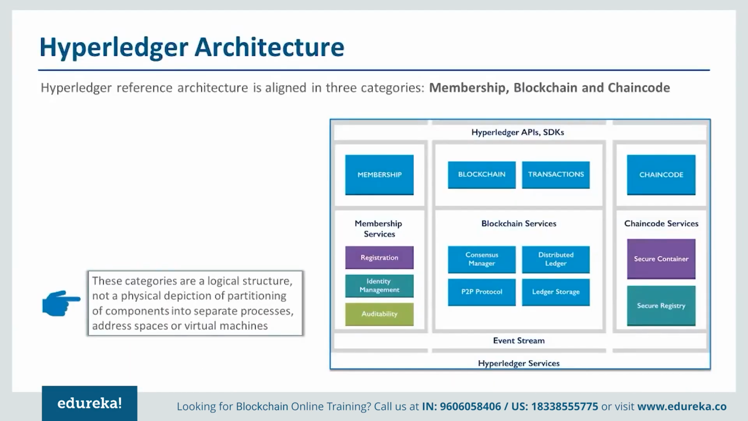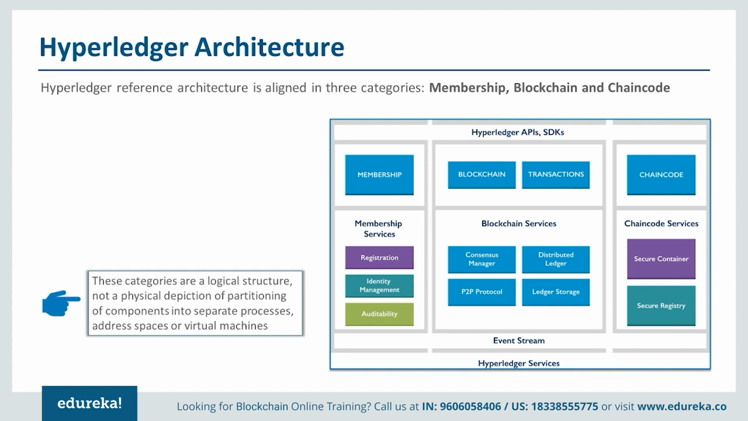Now this is the high level architecture of Hyperledger Fabric. You have a membership service. Within the membership service, you have registration. Registration means you can register the users. You can have identity management, deciding what level of access those users will have.